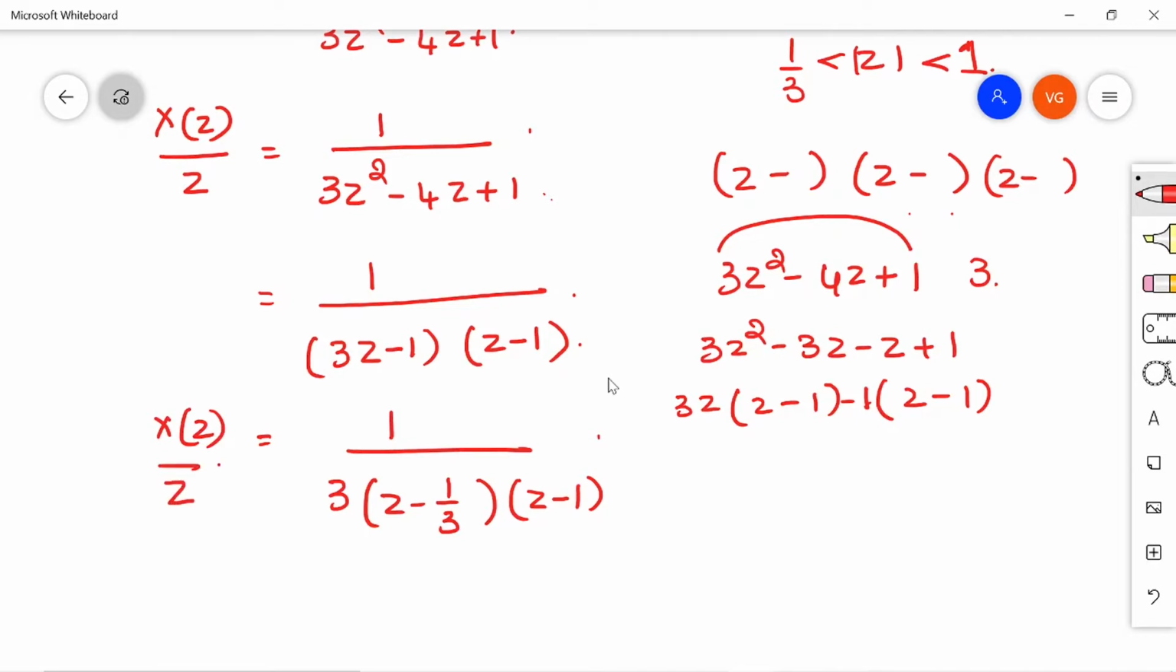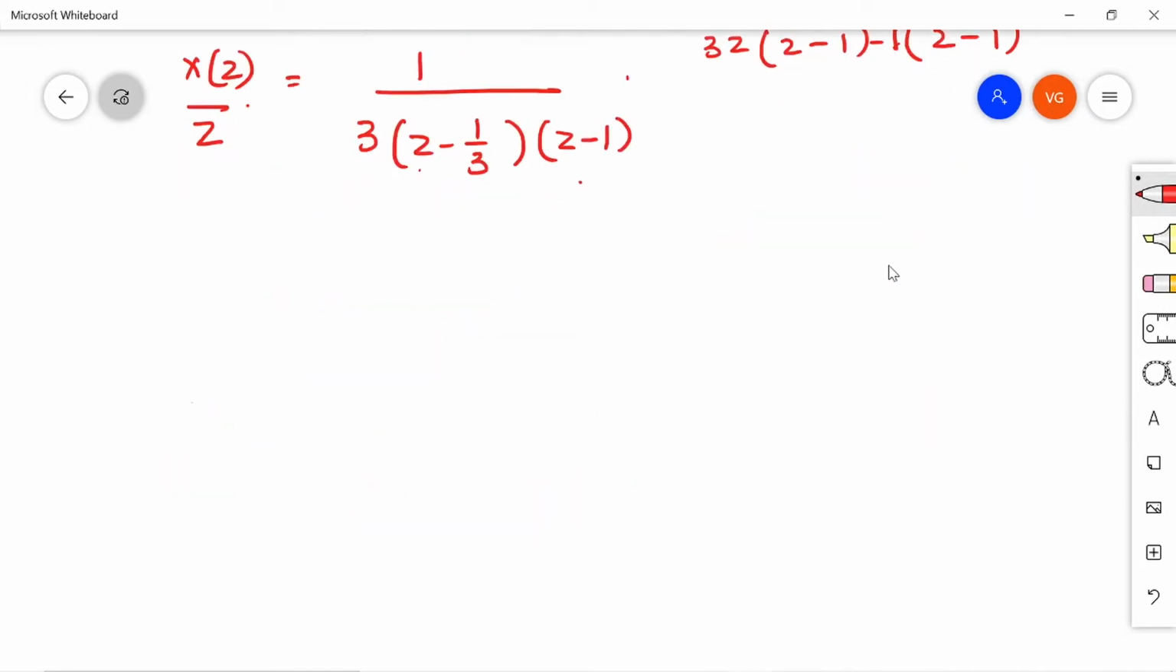Now you have to do the partial fraction expansion like in your mathematics. So now this I will write as, in the partial fraction method, k1 divided by z minus 1 by 3 plus k2 divided by z minus 1. That is, this product I am writing in the form of summation. Now I have to find out k1 and k2.